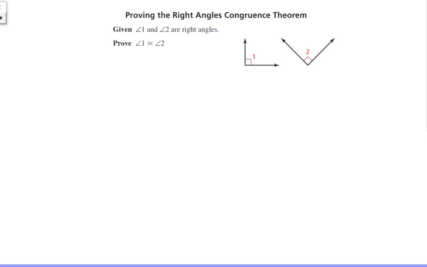So as always, every proof starts off with what is given to us. We are given that angle 1 and angle 2 are in fact right angles. And you'll start to get a little bit more used to all my abbreviations. And of course, that is what is given to us here. So 1 and 2 are right angles.